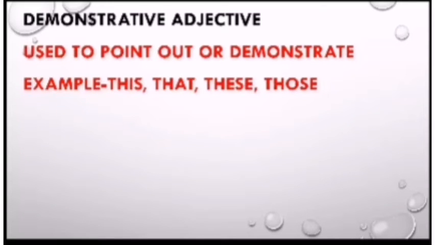Next one, it's demonstrative adjective. It is used to point out or demonstrate. Examples are this, that, these, those. Just like demonstrative pronouns, they also point out the thing. The only difference is that a demonstrative adjective comes before a noun. That means it is followed by a noun. Example, this is my book. Here, this is a demonstrative pronoun. This book is mine. Here, this is followed by book. So it is a demonstrative adjective.